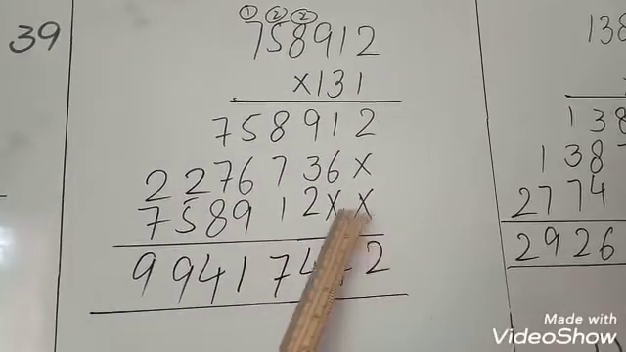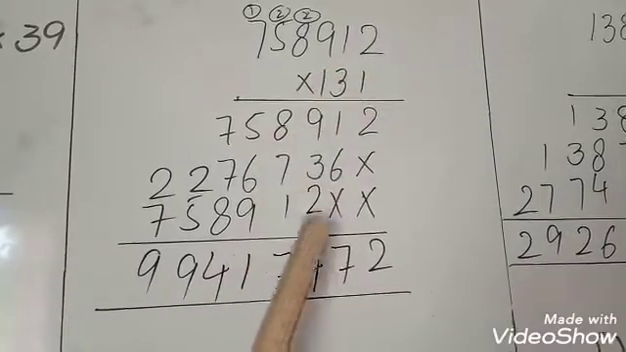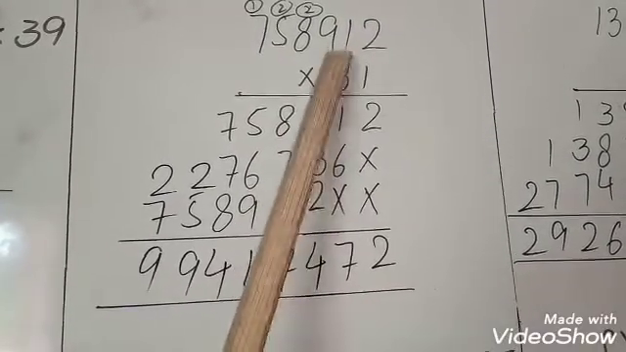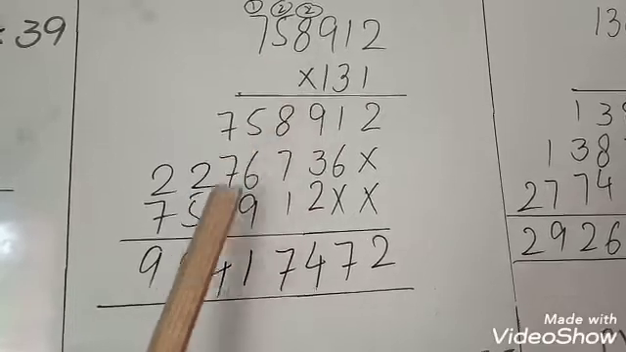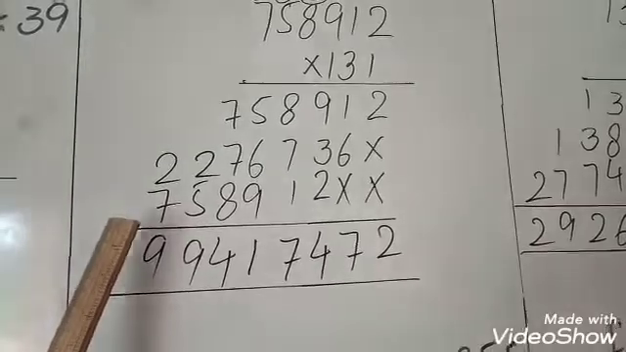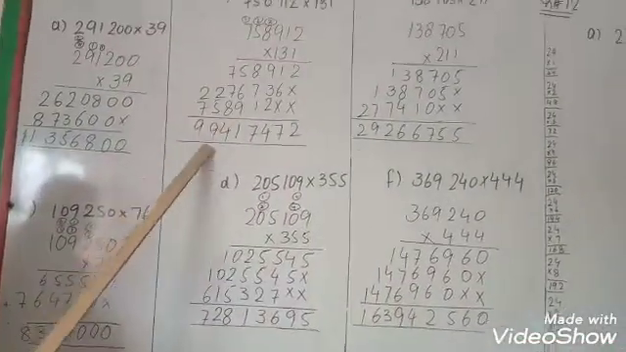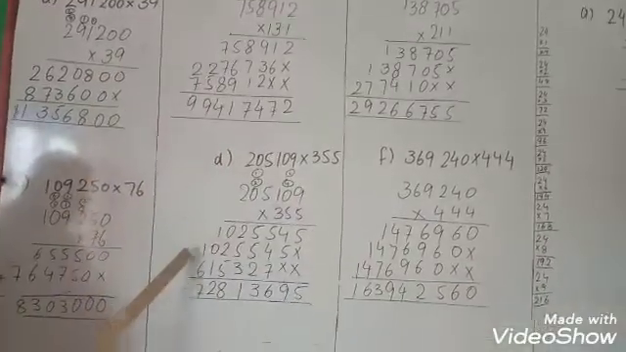Now we multiply the third number. First we write two 0s here. 2 times 1 is 2, 1 times 1 is 1, 1 times 9 is 9, 1 times 8 is 8, 1 times 5 is 5, 1 times 7 is 7. Now we add these 3 values, then you get your answer. Next questions are also the same.